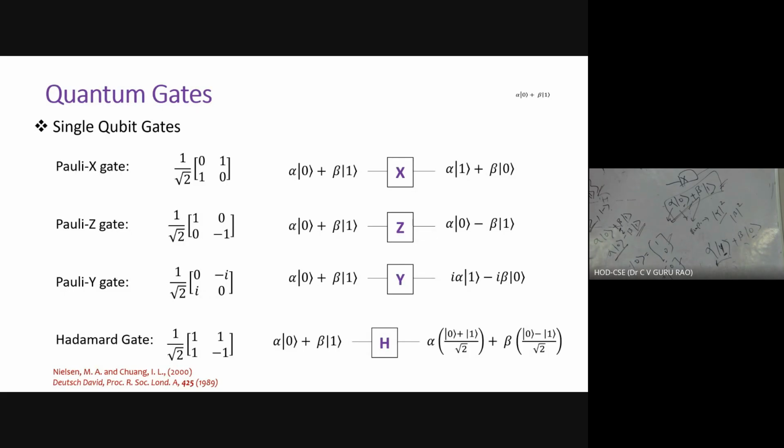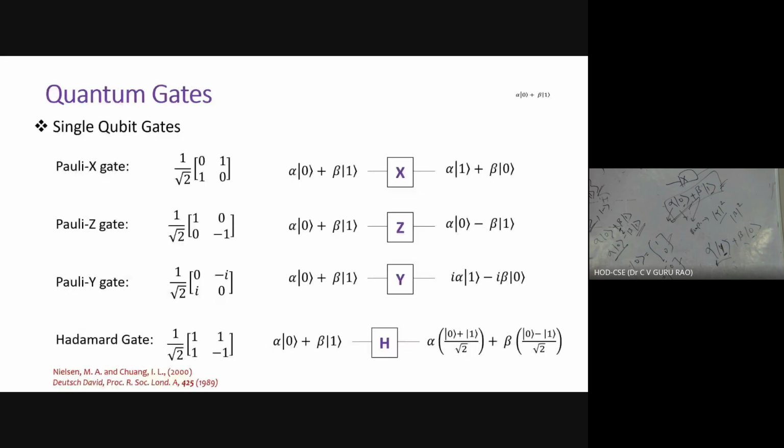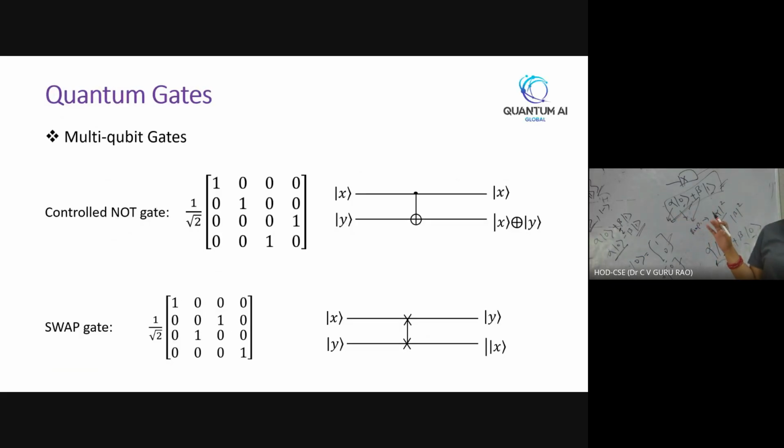And the next one is, these are the very basic gates that we have. And the next one is the multi-qubit gate. Okay. So let's go on to the multi-qubit gate.